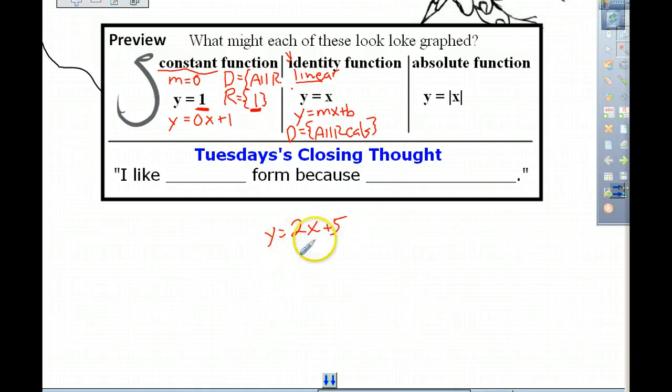What are my possible answers? If I plug in negatives, I can get some negatives. If I plug in 0, okay, I get 5. If I plug in a lot of positives, I get positives. So my range is all reals as well. So I can get any answer on this. So range, let's say, is the same, all reals.